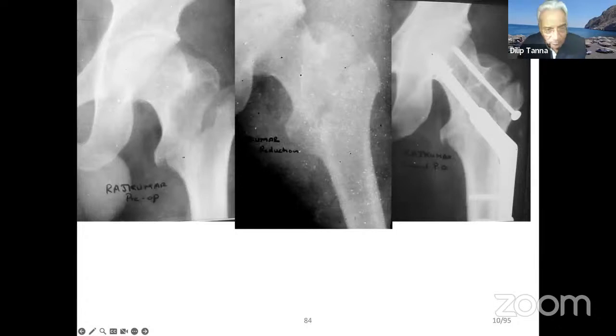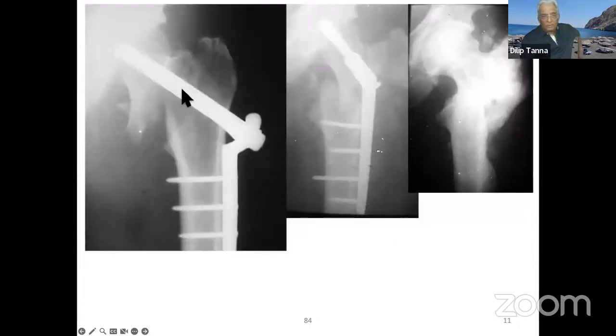This is again the same thing. The upper fragment is in external rotation. This fragment is in internal rotation. So unless you externally rotate the lower fragment, these fragments will not come together. So either you externally rotate like this, or put a Schanz pin and internally rotate the proximal fragment. And then only you will get it.